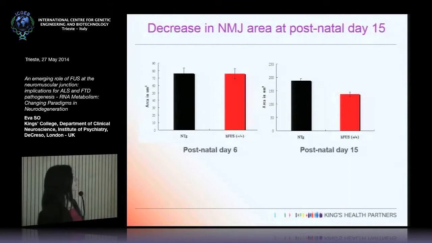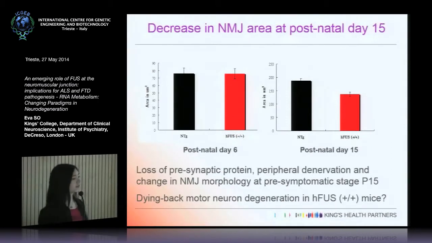And I also tried to look at the NMJ area in these mice by just using ImageJ to measure the area stained by bungarotoxin. And at postnatal day 6, there is no difference in the size of the NMJ between non-transgenic and homozygous mice. However, at P15, I saw some reduced area of NMJ only in the homozygous mice. So this together suggests that at the pre-symptomatic stage, P15, there was a loss of presynaptic protein synaptophysin and peripheral denervation, and also some changes in the NMJ morphology. So this again suggests that maybe in these homozygous mice, there is a dying back motor neuron degeneration.